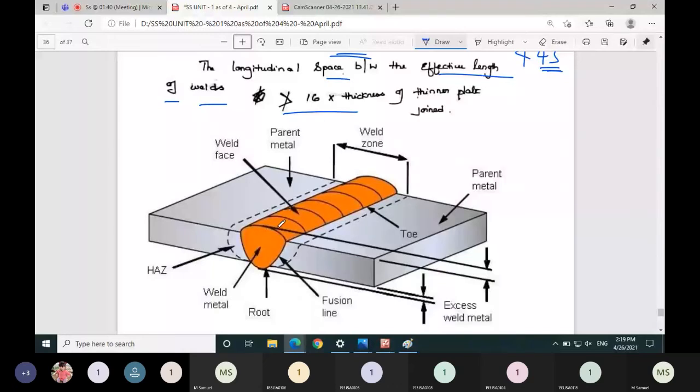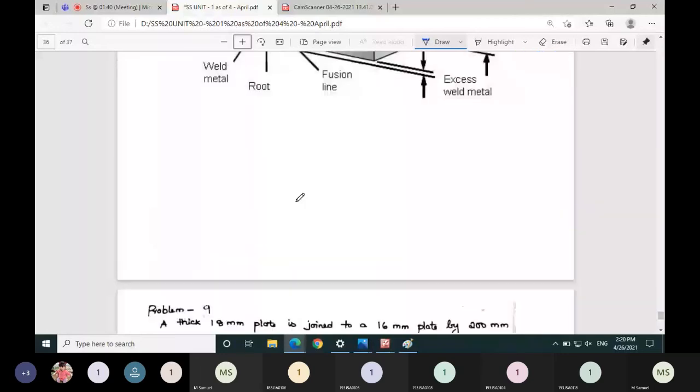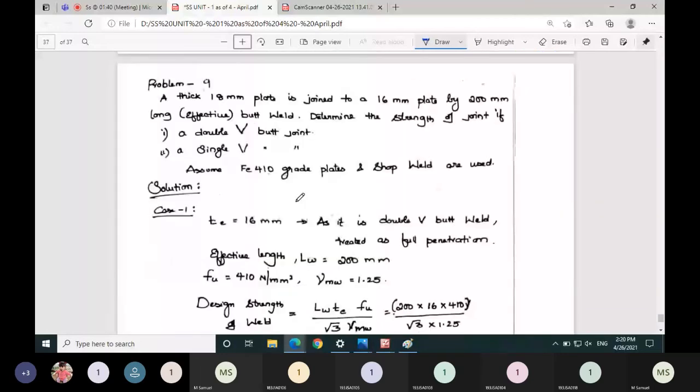See here, what is the length of the weld here, guys? This value, this, this is nothing but LW, length of the butt weld. Okay, so please go through the notes after our today's class. So I'm solving just a problem of, okay, we have 10 more minutes, so let's complete this quickly.